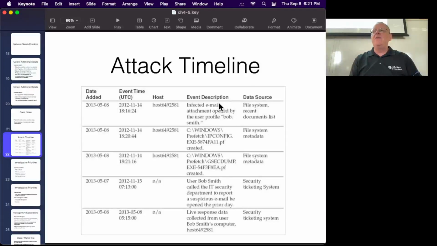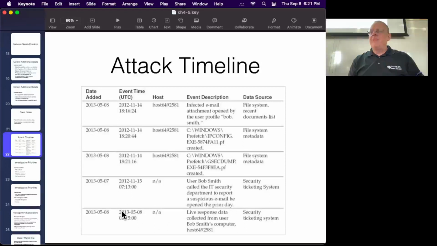He ran an infected email attachment at 1816, and 4 minutes later, the bad guy is on here, running part of this script, executing ipconfig to get network information, and then trying to dump credentials off his machine. And then the next day, he called the IT department to report the suspicious email.